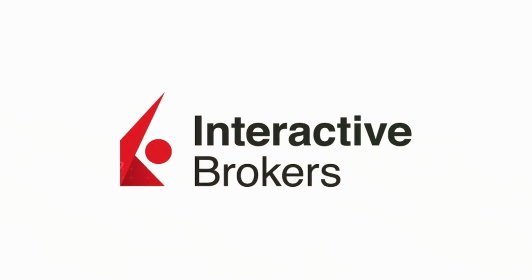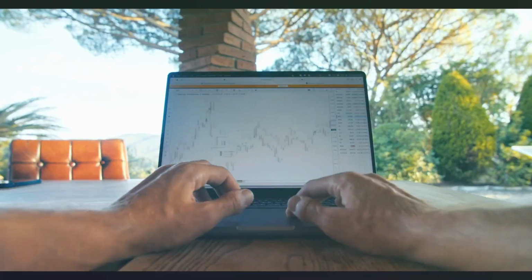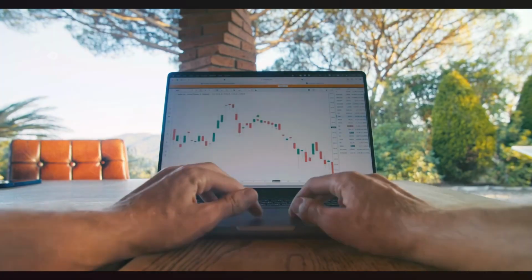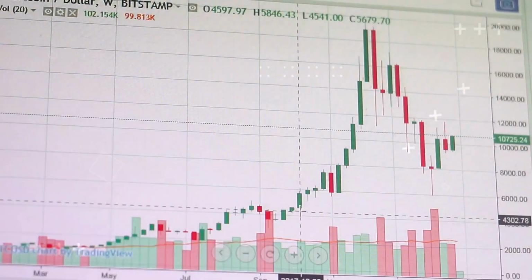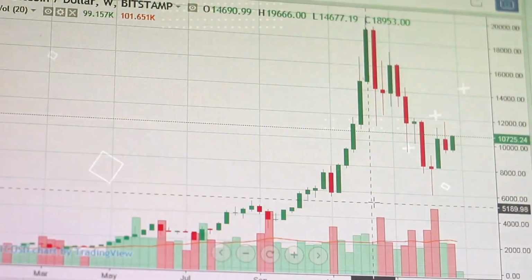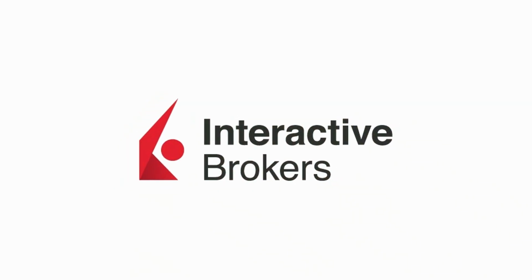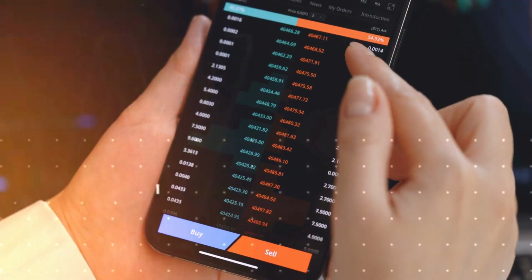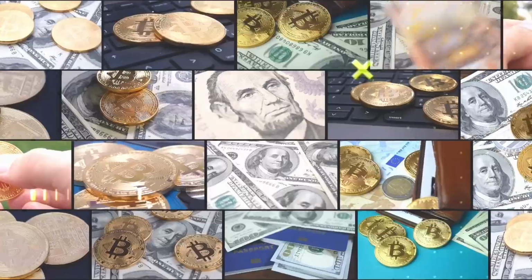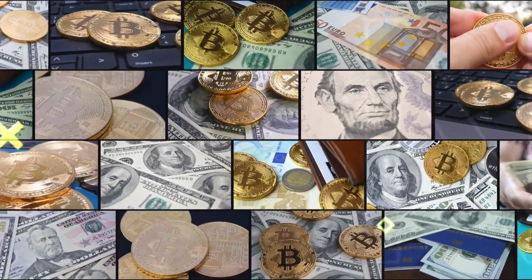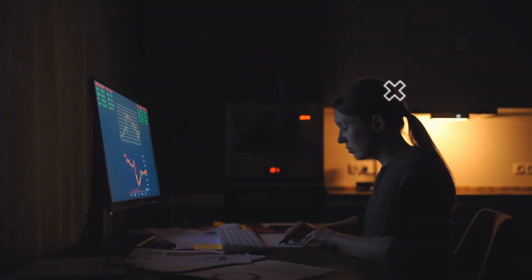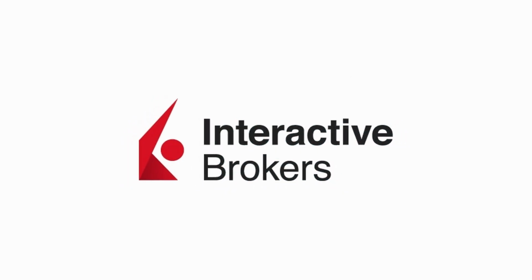Number 3. Interactive Brokers. Interactive Brokers, or IBKR, is the go-to platform for active traders and investors looking for global investment options. With its low-cost trading and access to over 135 global markets, IBKR is a treasure trove for traders. Its Trader Workstation, or TWS, offers a plethora of tools and features, such as advanced charting, risk management, and algorithmic trading capabilities. If you're interested in trading international stocks, bonds, or derivatives, Interactive Brokers should be on your radar.